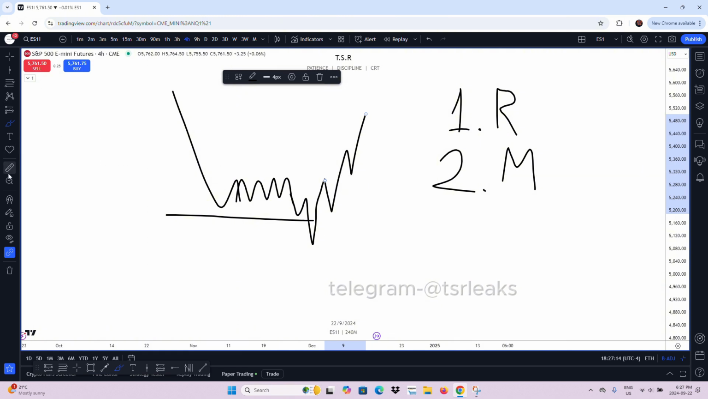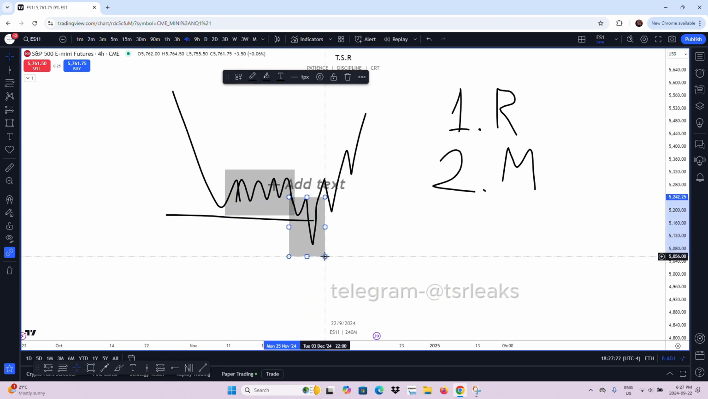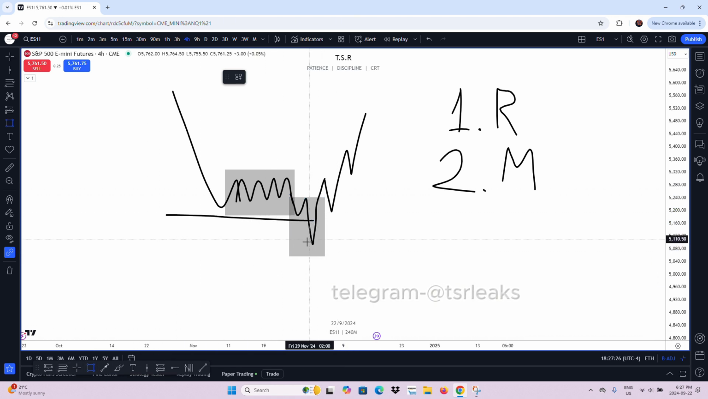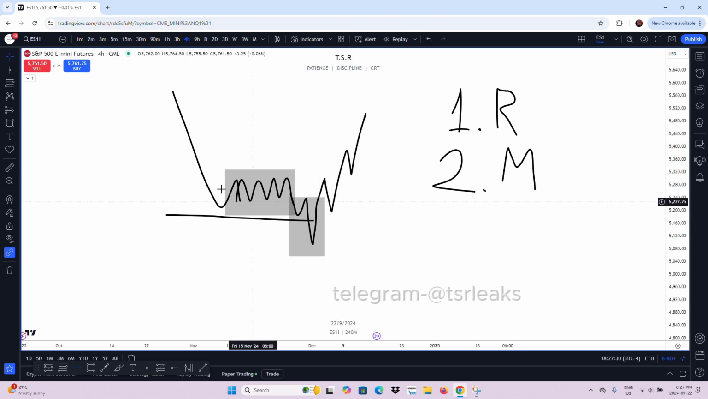So we have the range occurring right here, the manipulation occurring right here. As soon as we hit the key level, we can now anticipate an expansion. Expansion where? To the midpoint and then the high of this range.